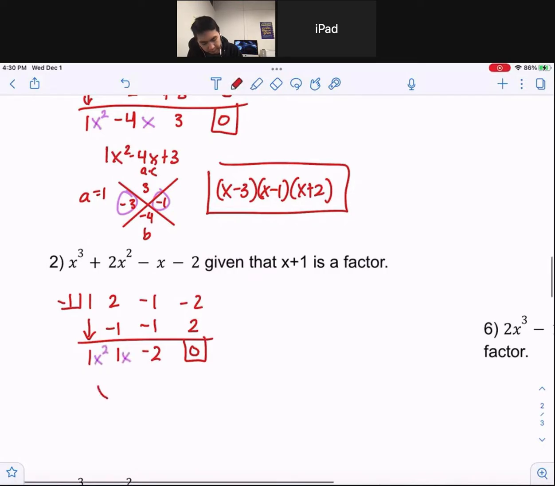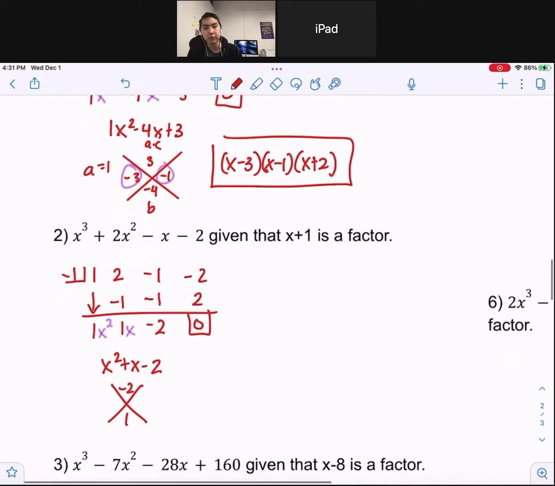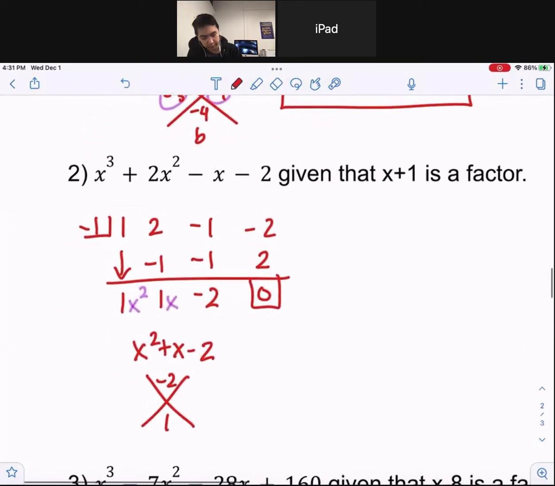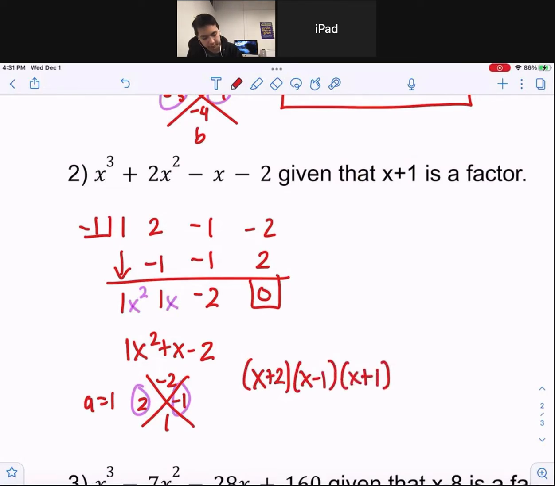So what we're really dealing with is x squared plus x minus 2. So let's factor this out more. A times c is 1 times -2 for -2, and your b value is 1. The two numbers that multiply to -2 but add to 1 are 2 and -1. And since a is equal to 1, we just use the two side numbers: x plus 2 times x minus 1. And don't forget the x plus 1 that was already in the original. And those are the factors.